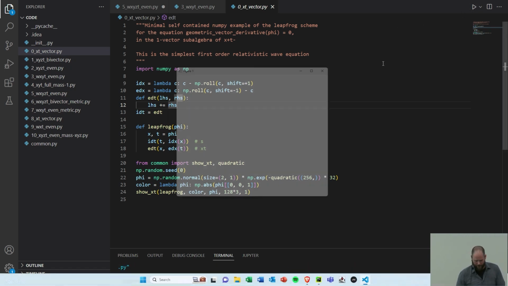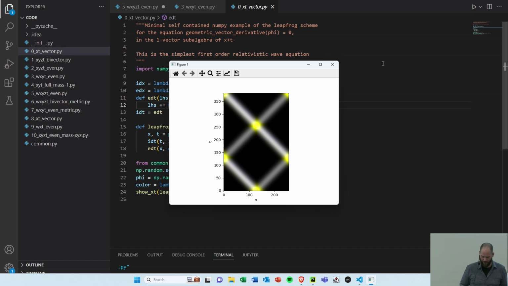And then if we run that, there's a little bit of boilerplate below to do the plotting, but that's not very interesting. So we get something like this.